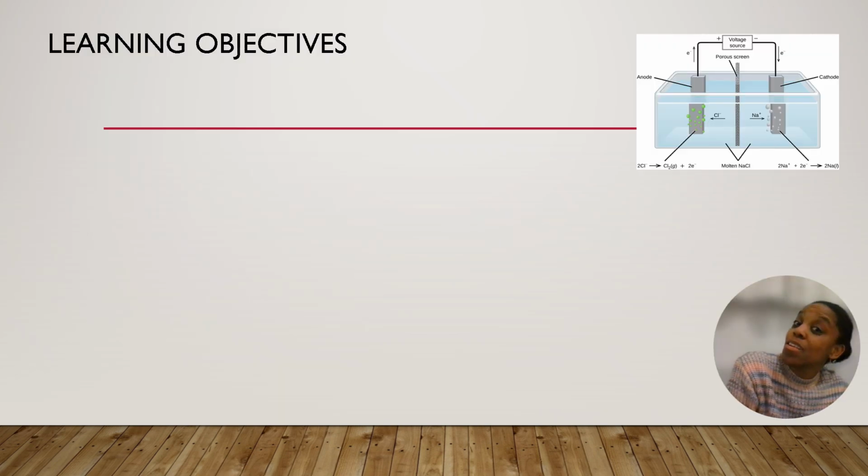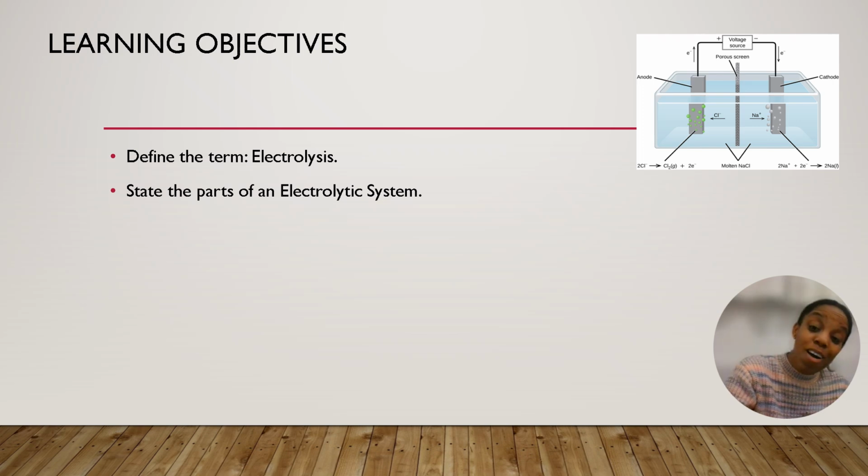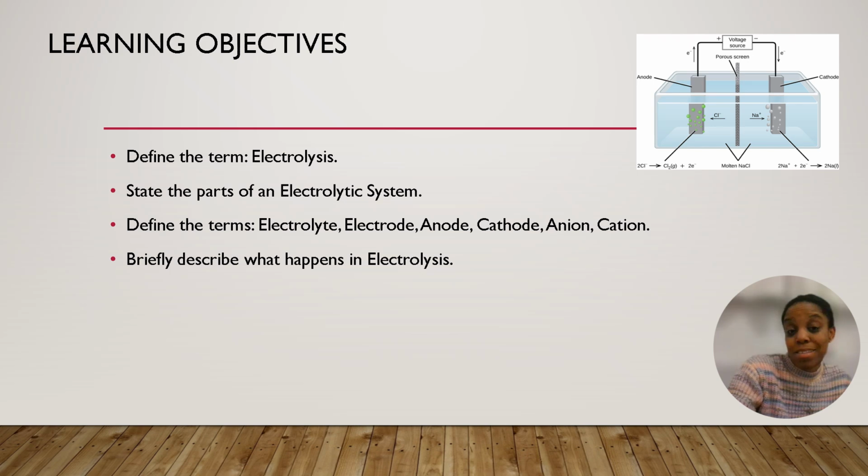What are we going to learn today? We're going to start off by defining the term electrolysis. Then we are going to be stating the parts of the electrolytic system. We've got a diagram up here that shows it. We're going to be defining the terms that are related to electrolysis: electrolyte, electrode, anode, cathode, ion, and cation. We are also going to be describing what happens in the process of electrolysis. Are you ready for it? Stay tuned.